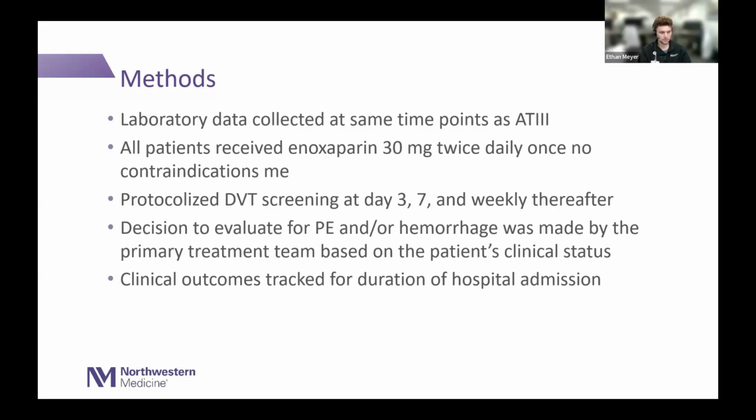The decision to evaluate for PE or hemorrhage was made by the primary treatment team based on the patient's clinical status. And then clinical outcomes were tracked for the duration of the hospital admission. I also wanted to call out the various stats that they ran. So for quantitative and normally distributed data, they used a t-test. Quantitative and non-normally distributed, the Wilcoxon rank sum test. Categorical data with the large sample size, they used the chi-square test, and then categorical data with small sample size, they used Fisher exact test, which are all appropriate statistical tests based on the data.